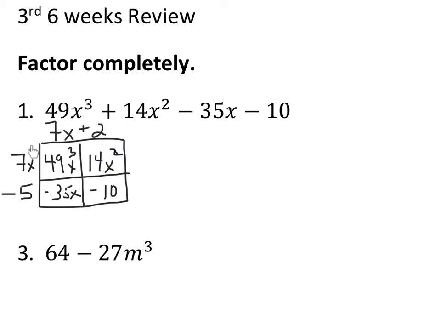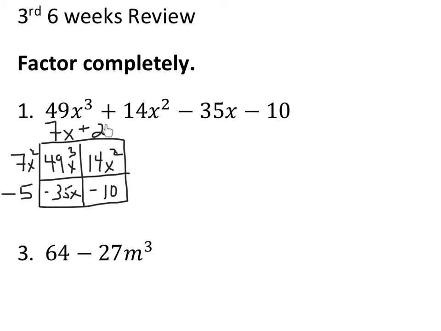So 7x squared times 7x gives me 49x to the third. So I know these two terms are correct. Then 7x squared times 2 is 14x squared. So I know that's right. Then I do this one, 7x times negative 5, negative 35x. And then negative 5 times 2 gives me a negative 10. So I know I have factored this correctly.